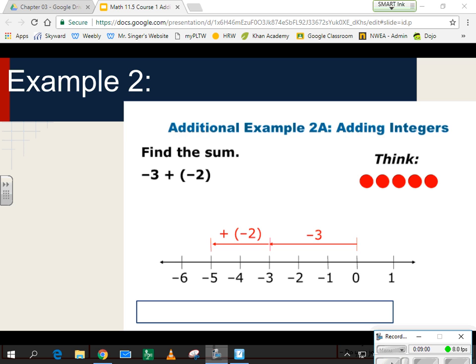All right, example 2. Here's another way to think about adding integers. So here we have a direction that says find the sum. We have two negative numbers, negative 3 plus negative 2.